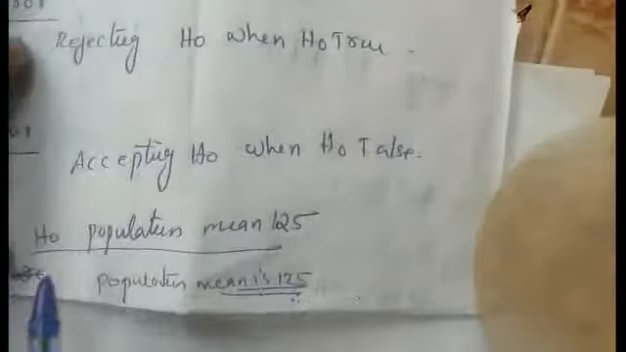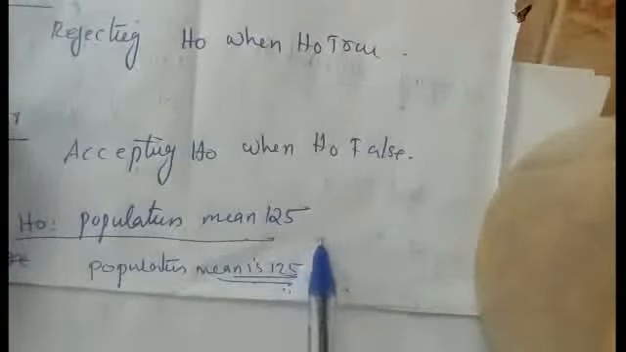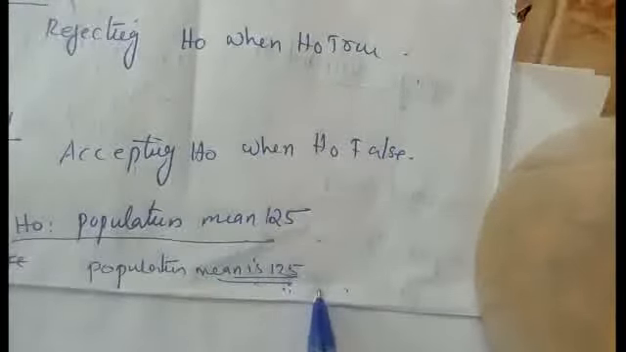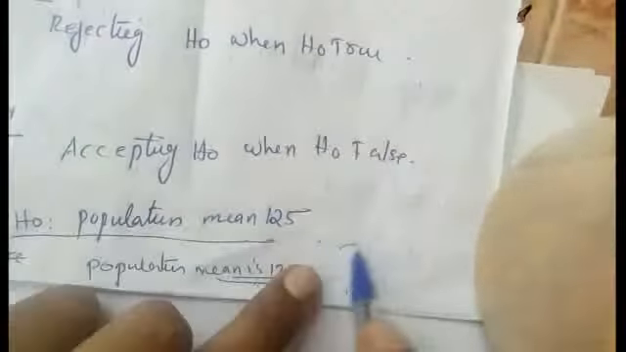Type 1 error is: we have a null hypothesis, population mean is 125. We used the test statistic and we got population mean is 125. But we decided to reject H0. Such type of error is type 1 error.